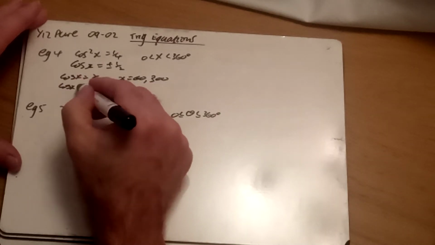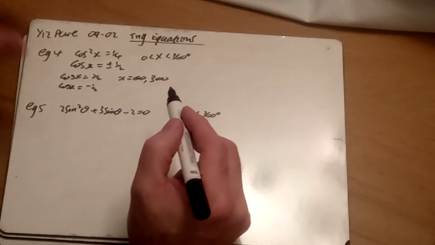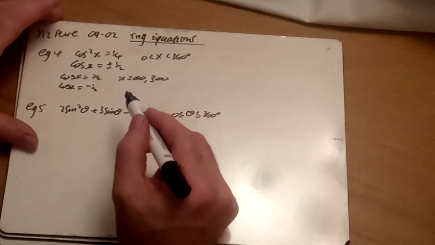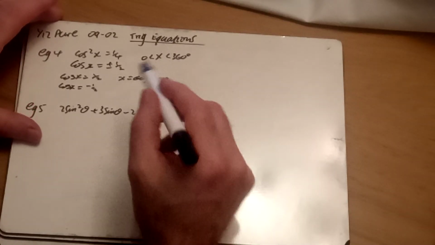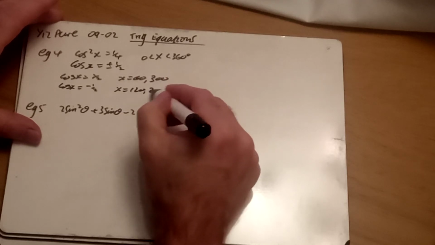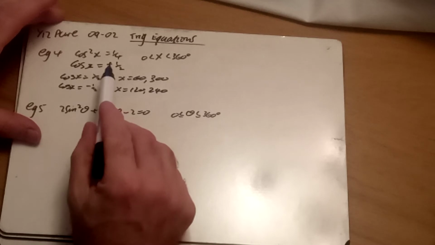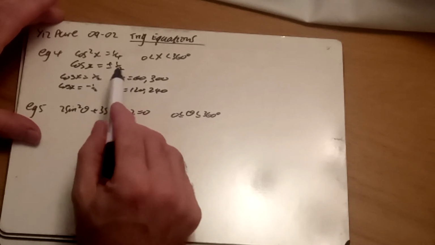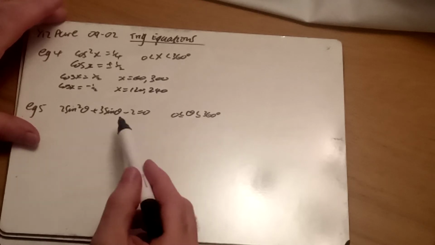Cos x is minus a half, and then I press my buttons. We're going to end up with, I think it's 120 myself. x is 120 and 240. Again, the outer to 360, so I've got my four answers there. Remember, I've square rooted, so I've got plus and minus, and each one leads to two solutions in the 0 to 360 range.